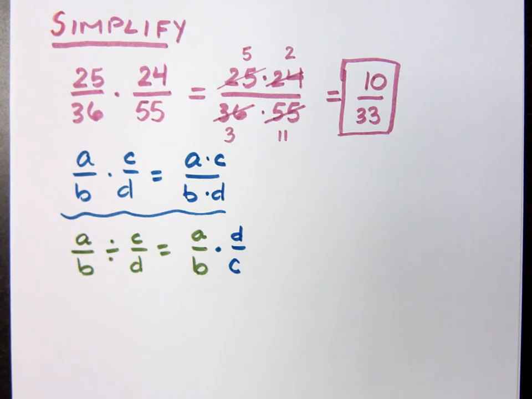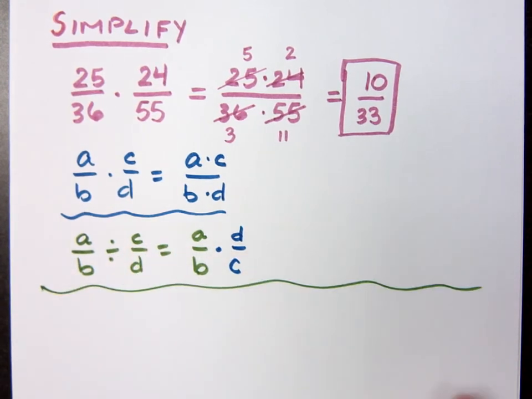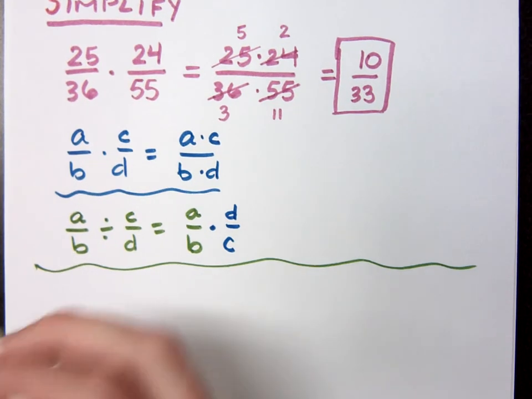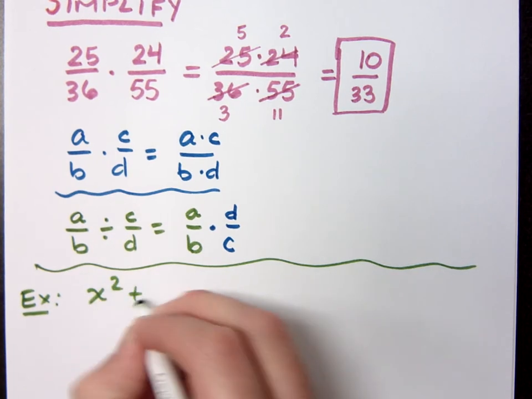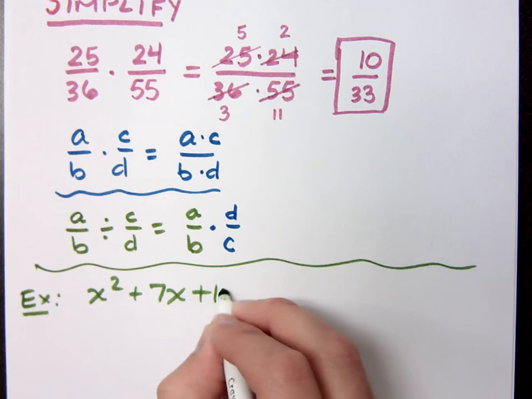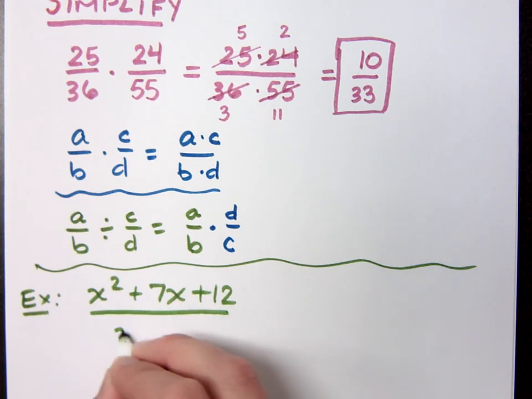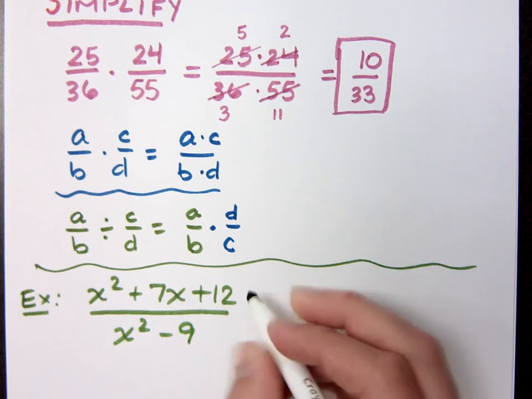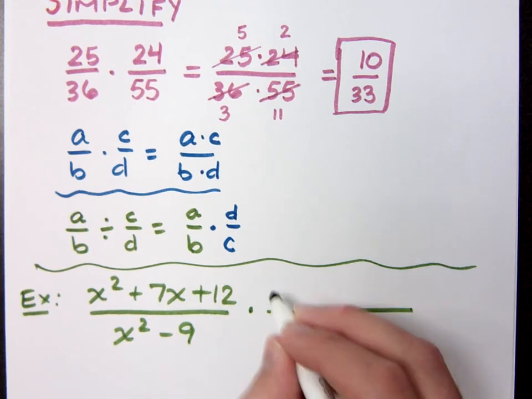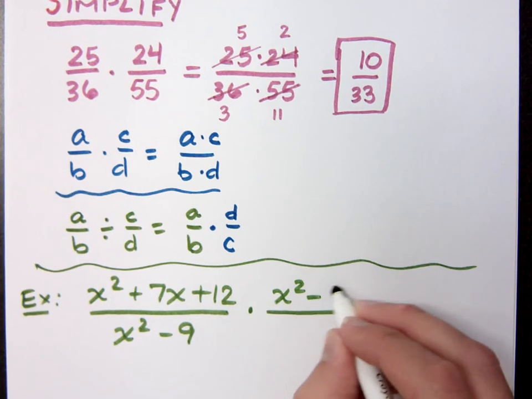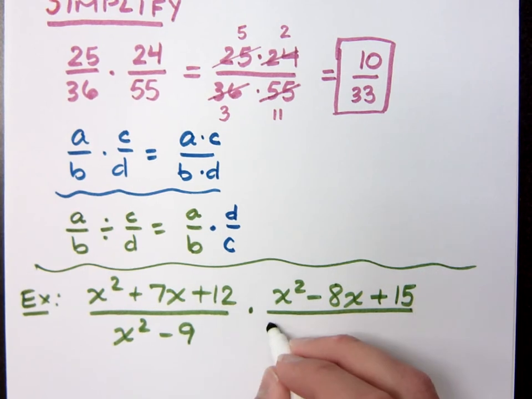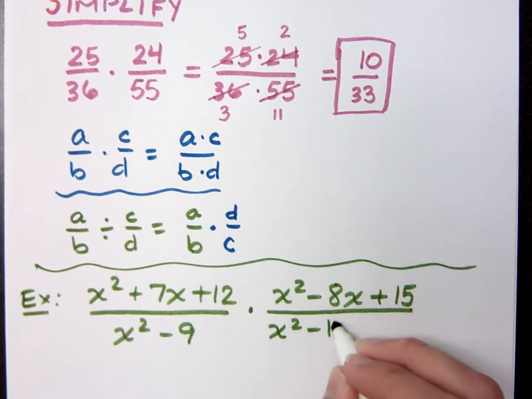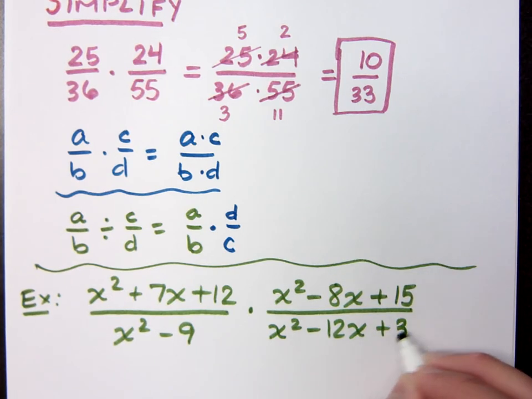You guys with me on that? So what do you think you would do if I gave this problem to you? If I have x squared plus 7x plus 12 divided by x squared minus 9 times this other rational expression, x squared minus 8x plus 15 over x squared minus 12x plus 35.